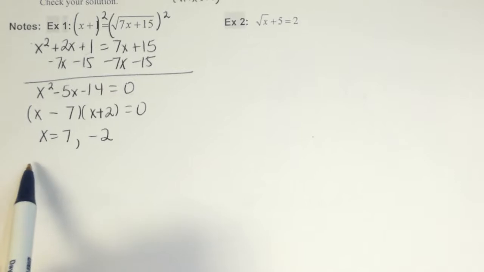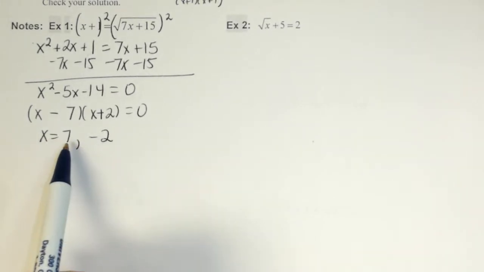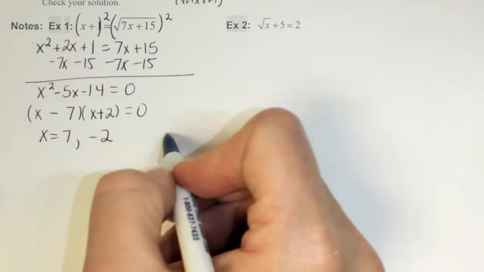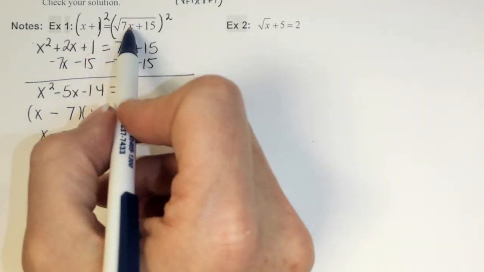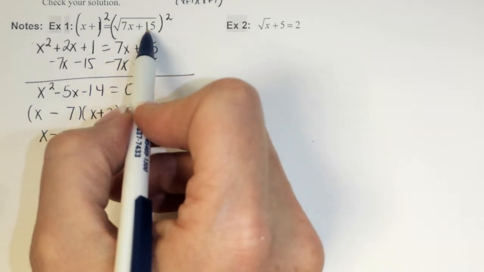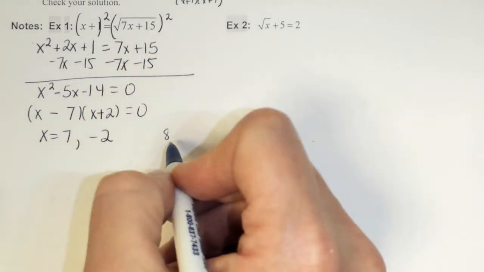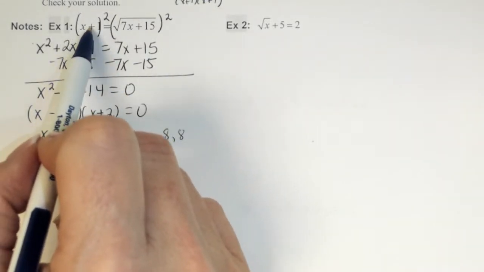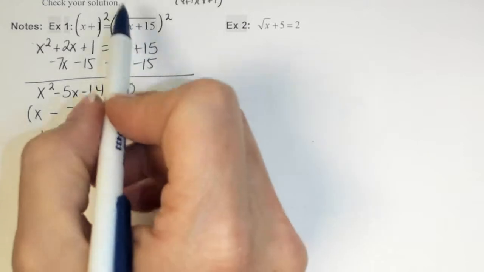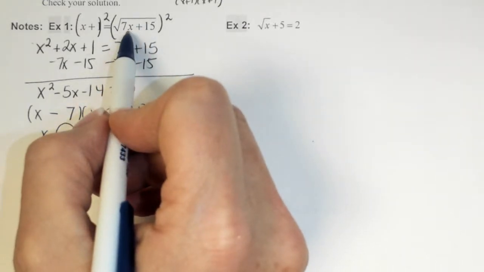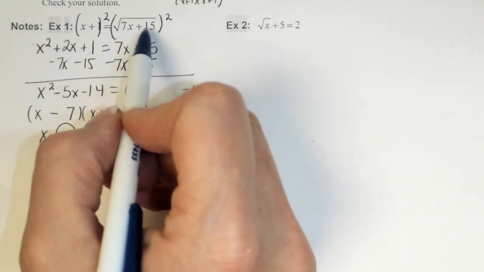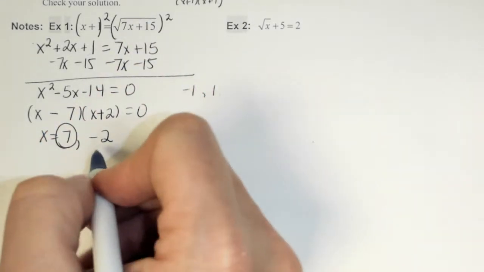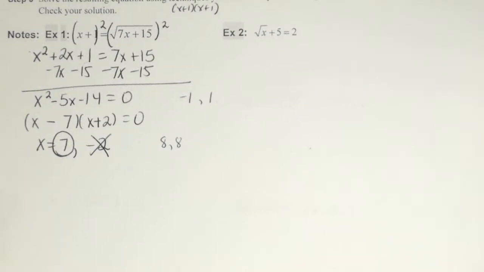Now, I want to check to see if both of these are solutions because it could be extraneous. Plug in 7. 7 plus 1 is 8. Plug in 7 here. 7 times 7 is 49 plus 15 is 64. Square root of 64, 8. Okay, so that worked. Plug in negative 2. Negative 2 plus 1 is negative 1. 7 times negative 2 is going to be negative 14, plus 15 is 1. Square root of 1 is 1. Negative 1 does not equal 1, so therefore that does not work.